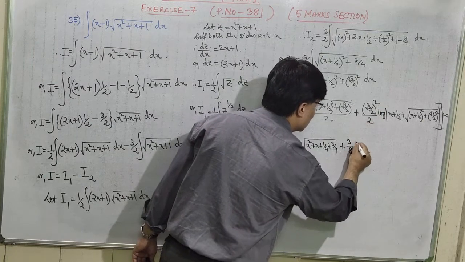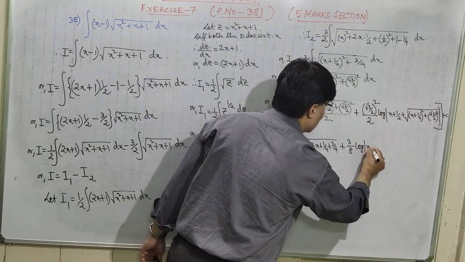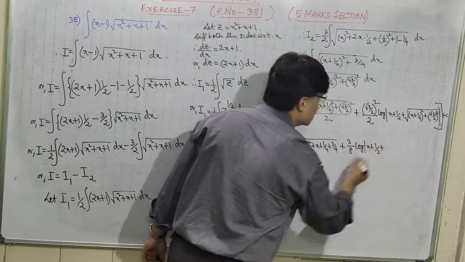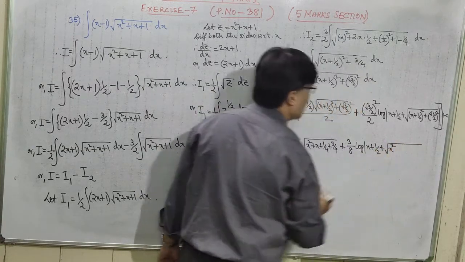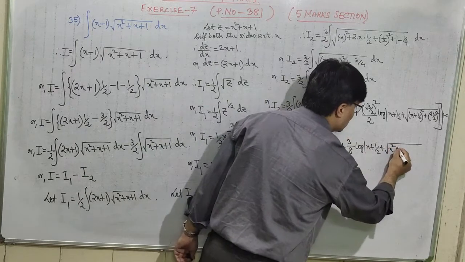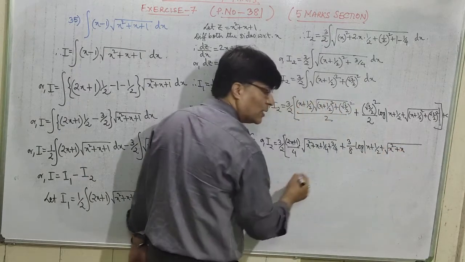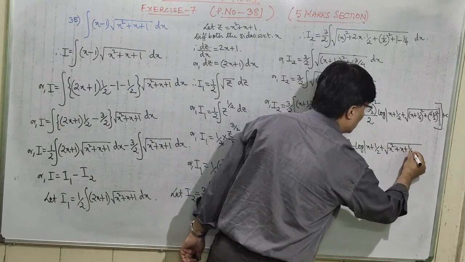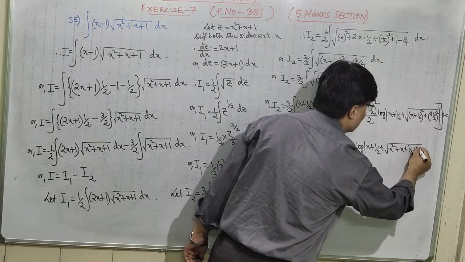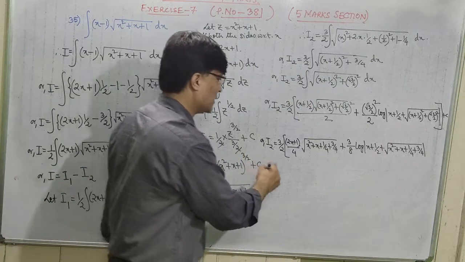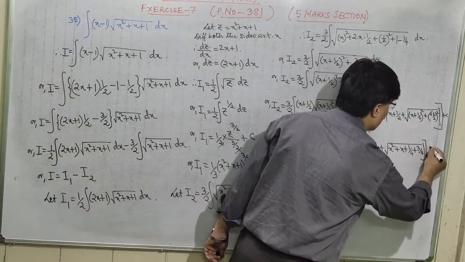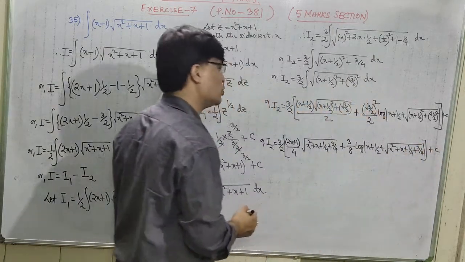4 2s are 8. Log within mod x plus half plus and within square root, what do we have here? A square is x square plus twice ab, 2 into x into half, that is x. What is plus b whole square? 1/4. Plus what is root 3 by 2 whole square? 3 by 4. Mod sign closed. Right? Third bracket is closed. Then you should write plus c.